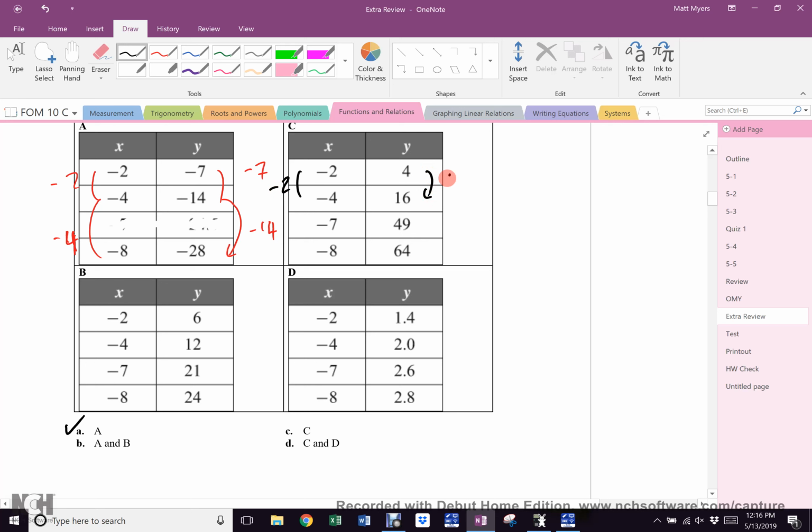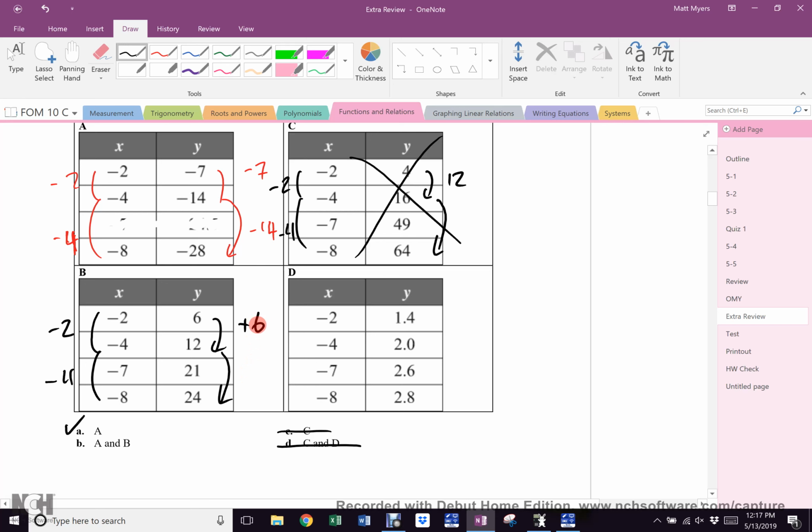-2, +12, right? So this one, -4, this would have to be +24, is it? No, so C's out. So C is out, which means C and D are out, which means this is the only one that might work. -2, +6. -4, so this would have to be how much? Double the 6, which is?